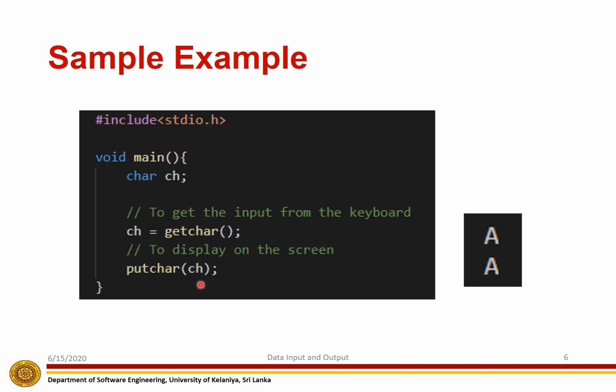When we run this program, it will display a cursor for us to enter the character. So I have entered A. When we press enter after entering the A, it will get the character and assign it to the ch variable. After that, for the displaying purpose, putchar ch will display the ch variable. So it is displaying A. Now I think you have an idea how this works.